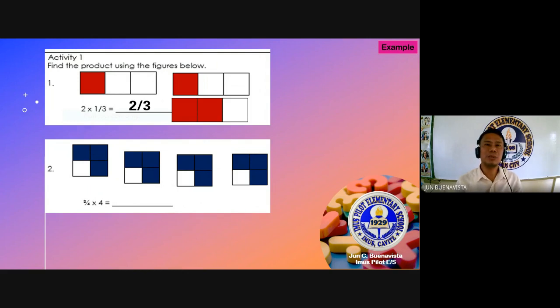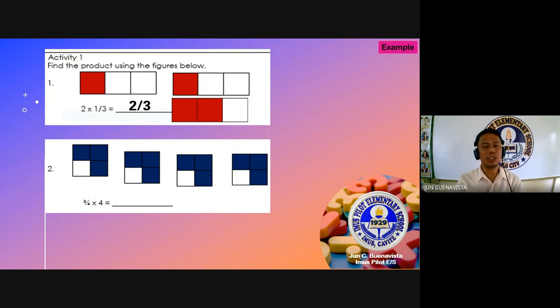So in other words, class, in multiplying a whole number by a fraction, you just simply multiply the whole number to the numerator and then copy the denominator. Then you can change your answer into lowest terms if it is applicable.